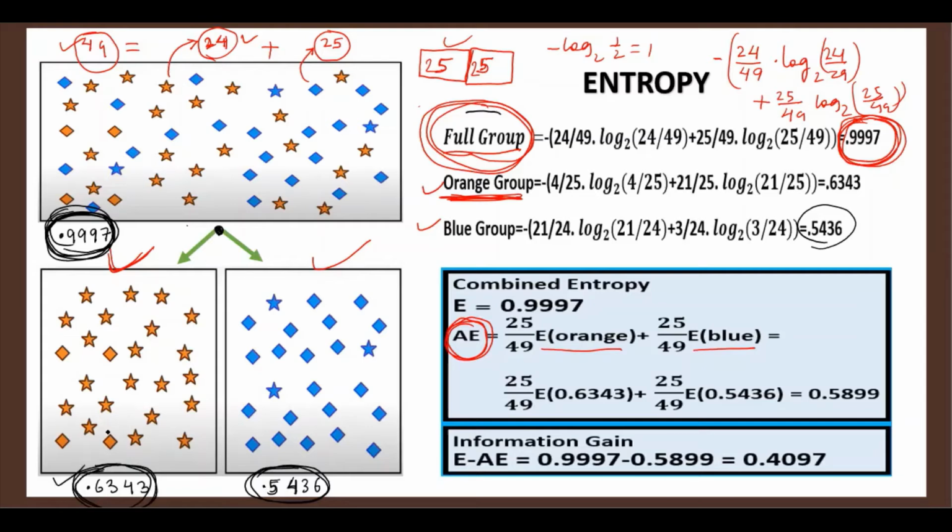But remember, still it's not pure. For a pure node, or you can say for full purity, it should come down to 0, from 1 to 0 ideally. If you start with equal things, two things, and you want to separate, ideally purity means you should come down to 0.